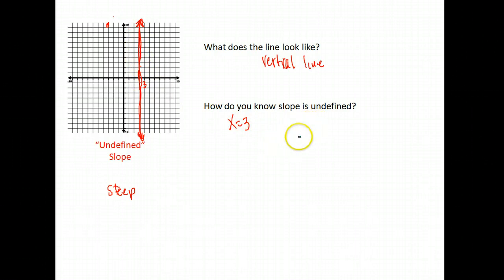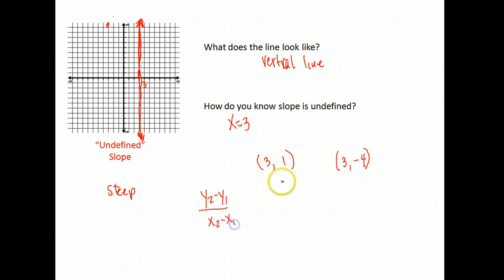Another way you'll know it's undefined, I'll give you an example. Let's pick 2 points on this line. Let's say the point (3, 1) and the point (3, -4). If I were using the formula to find the slope of this line, there's my formula. I take the y from this point, -4, minus the y from my first point, 1. Divide that by my x's subtracted, so 3 minus 3. Notice when I simplify, I get -5 over 0.